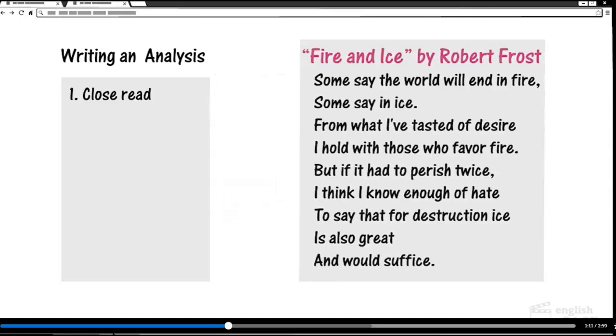For example, let's look at Robert Frost's poem, Fire and Ice. When I reread the poem, I notice that the author is repeating words with similar meanings. I'm highlighting them so I can come back to them later.